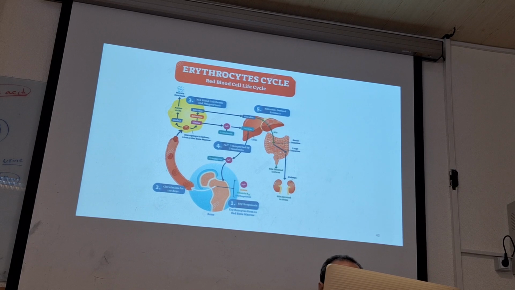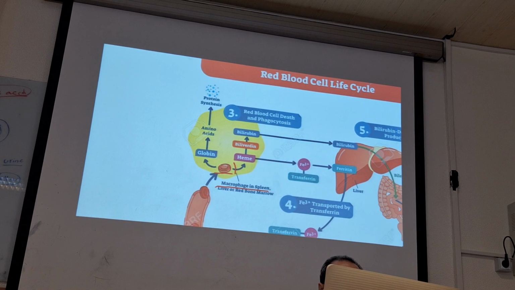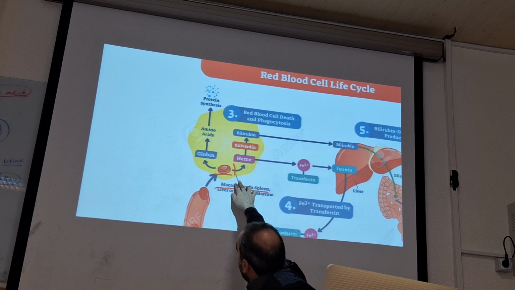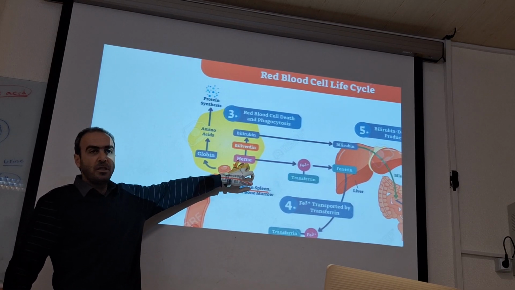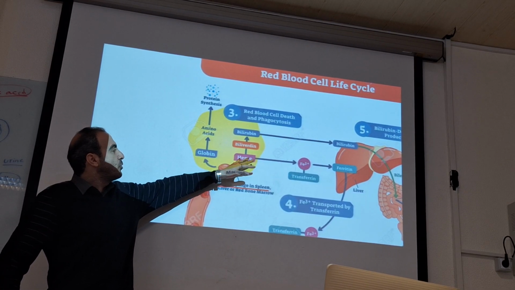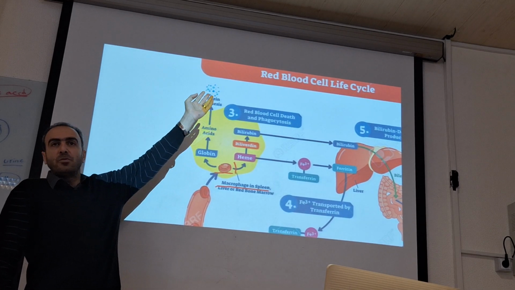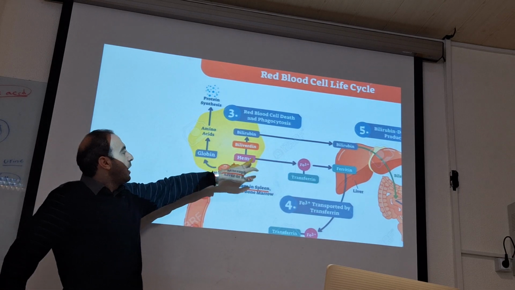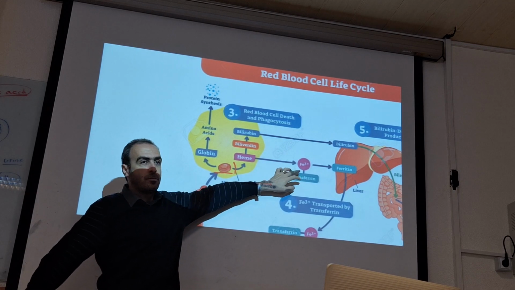Here, in the bone marrow, RBC is produced and goes to the circulation for 120 days. Then, when senescent, they are trapped in the macrophages of the spleen. Here the RBC actually breaks down and hemoglobin is released. Hemoglobin converts to heme and globin. Globin converts to amino acids, and amino acids are again used for protein synthesis. Heme converts to biliverdin and iron.